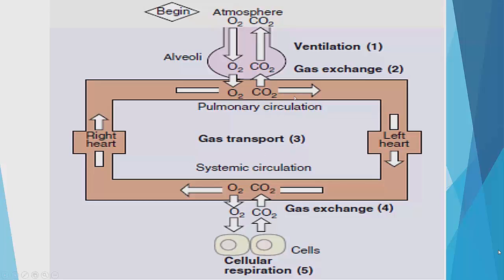From here you have gas transport. Pretty much your newly oxygenated blood travels through your pulmonary circulation to the left side of the heart, where it's then pumped through the systemic circulation out to the tissues.